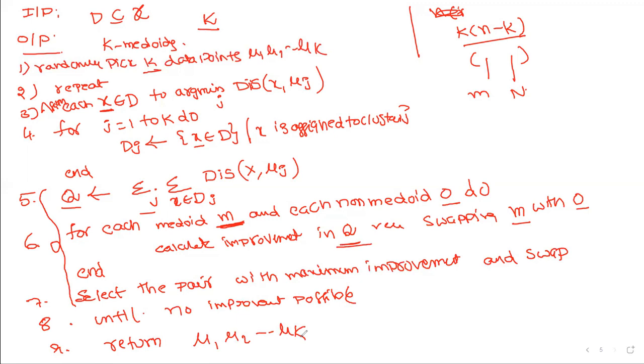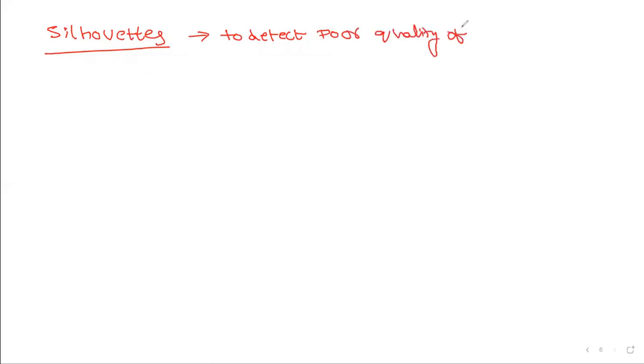So these three are the distance based clustering methods: k-means, k-medoids and PAM, that is partitioning around medoids. Now one more point related to distance based clustering is silhouettes. The main purpose of silhouettes is to detect the poor quality of the clustering.